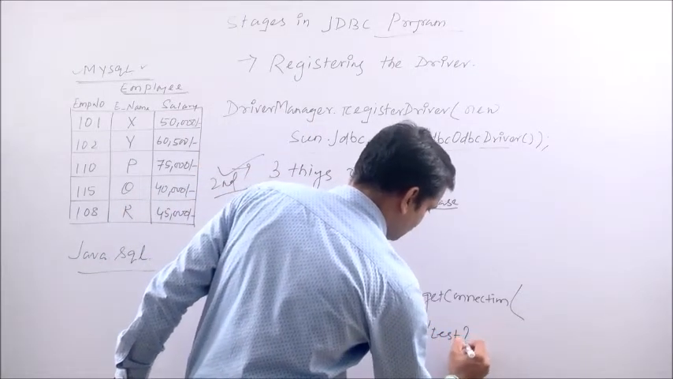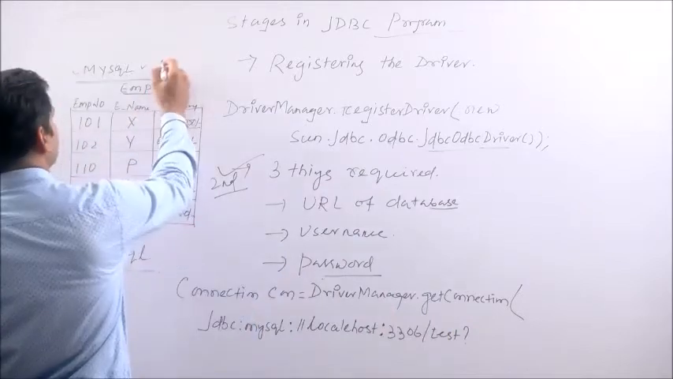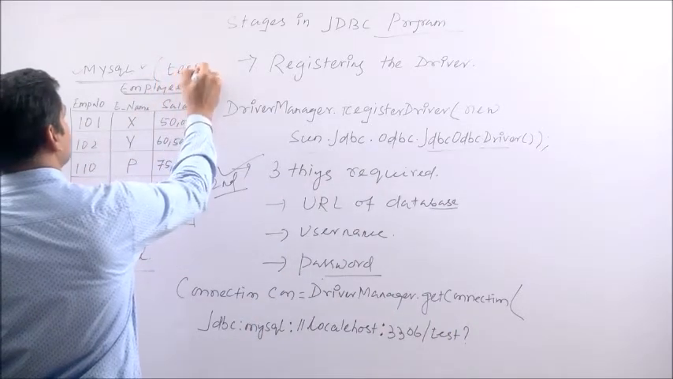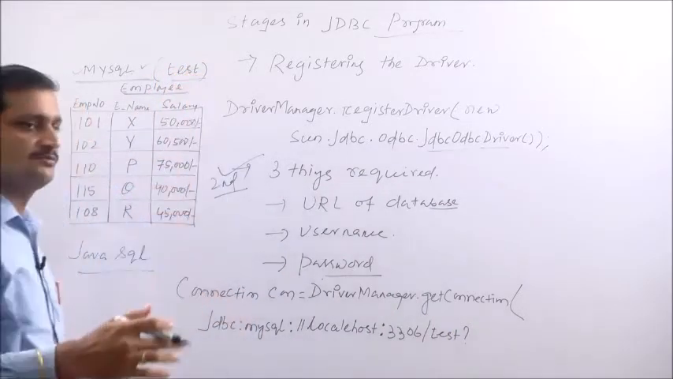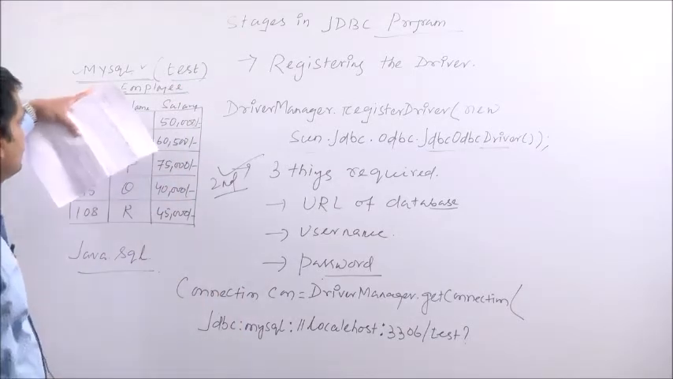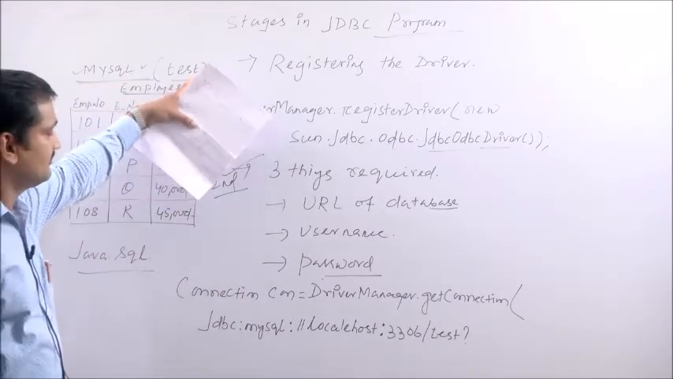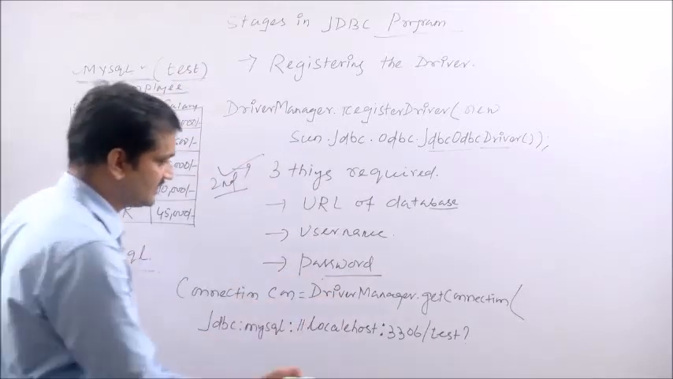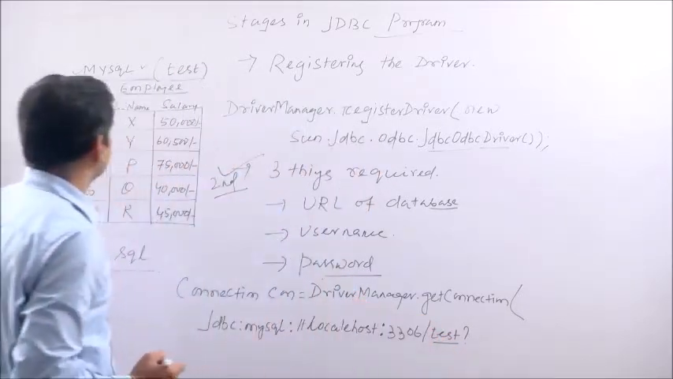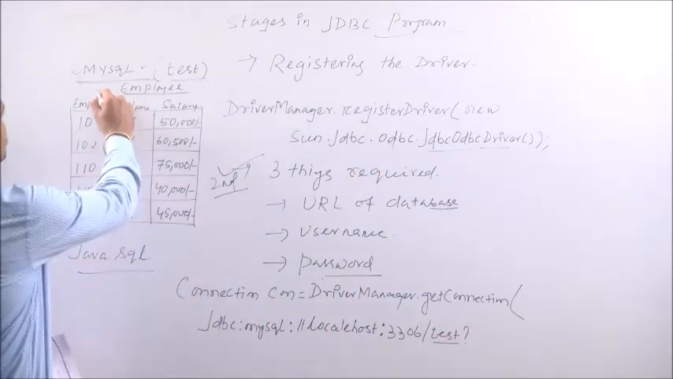Test is the name of the database. Employee is the name of the table. Suppose test is the name of the database; there may be many databases, more than one database in the MySQL application, but the one database I am going to connect to is test here. And in that database there is one table, employee.